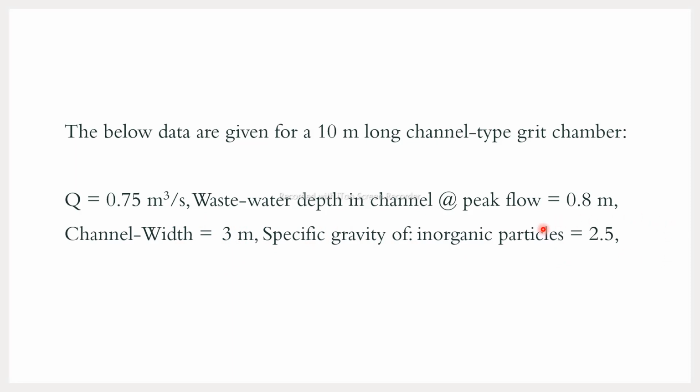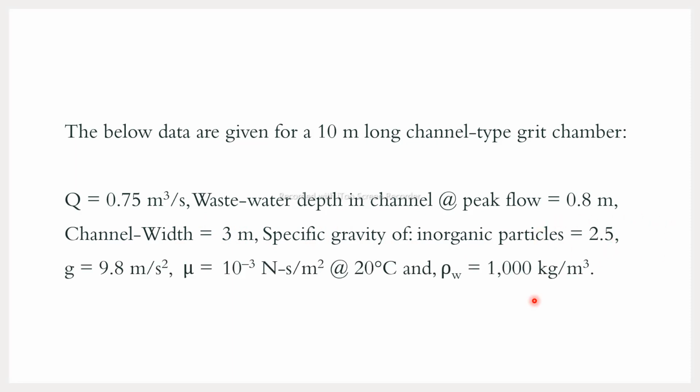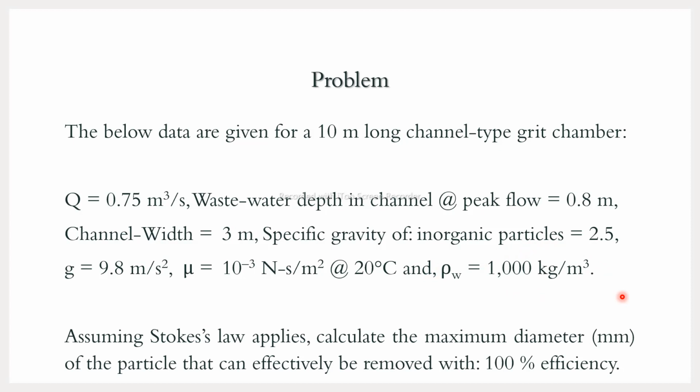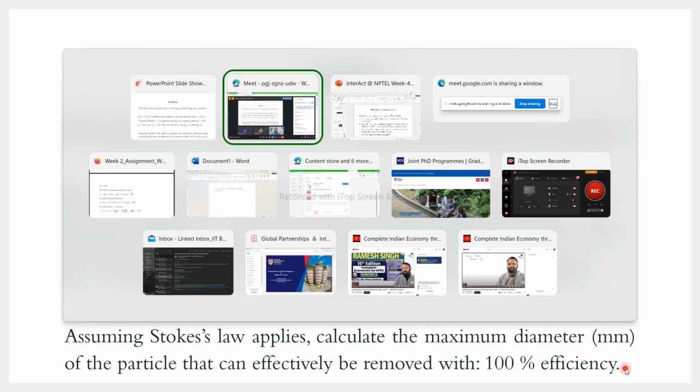Specific gravity of inorganic particles is given as 2.5. G, that is your gravitational acceleration constant, is given as 9.8 meter per second square. Mu is the viscosity, that is given as 10 to the minus 3 Newton second per meter square at 20 degrees centigrade. And rho water, that is your density of water, is given as 1 gram per cc or 1000 kg per meter cube. The problem statement is, assuming Stokes law applies, calculate the maximum diameter, in millimeter, of the particle that can effectively be removed with 100% efficiency.